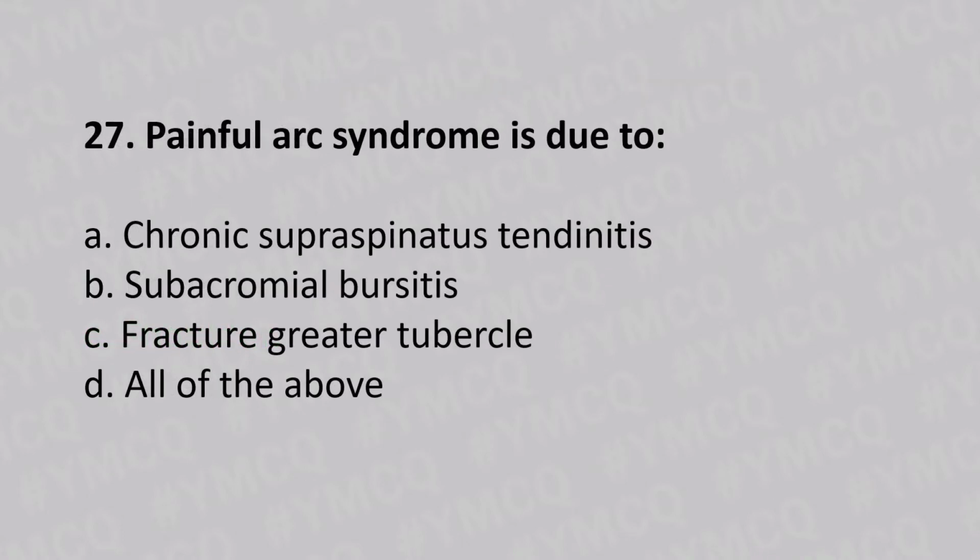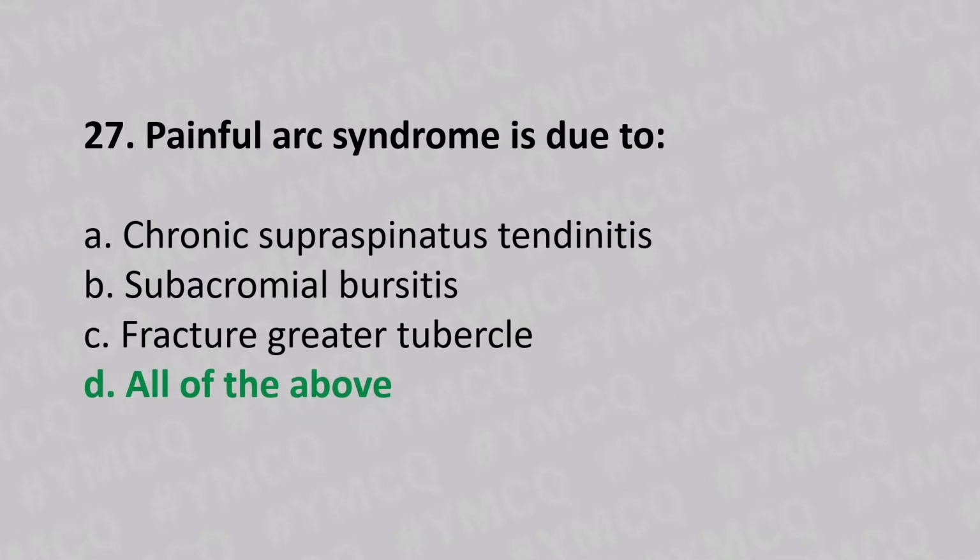Moving to our 27th question. The painful arc syndrome is due to option A, chronic supraspinatus tendonitis, option B, subacromial bursitis, option C, fracture of the greater tubercle, option D, all of the above. And the answer is option D, all of the above.